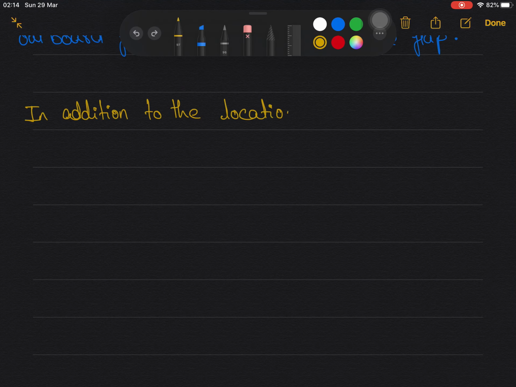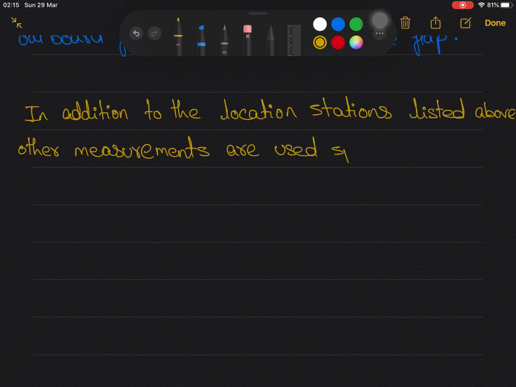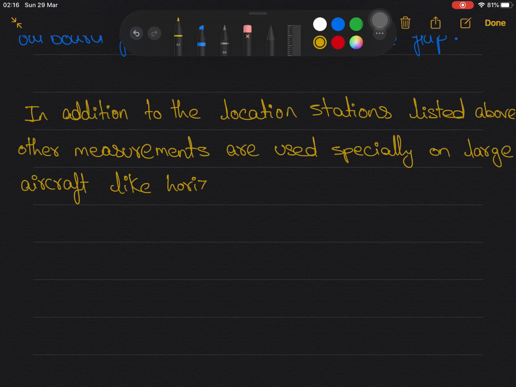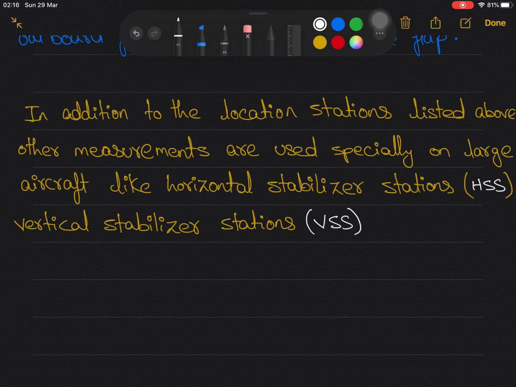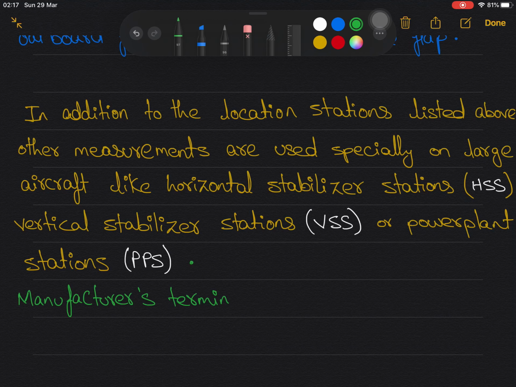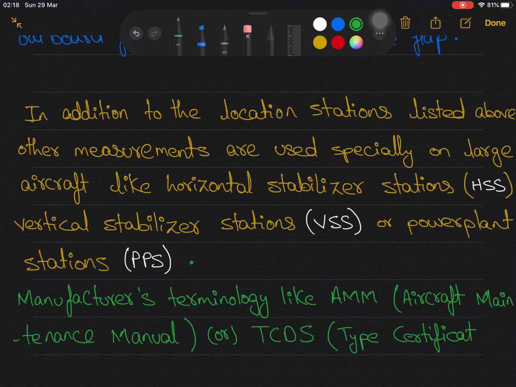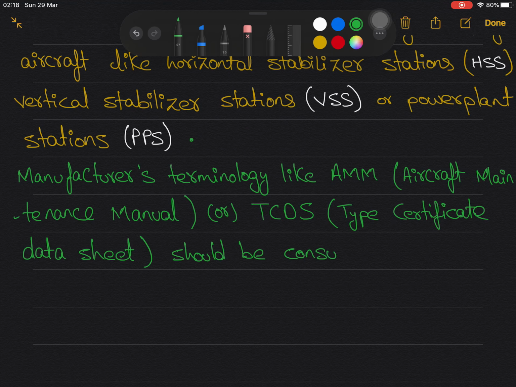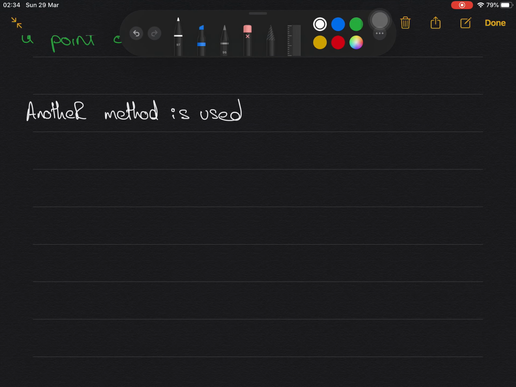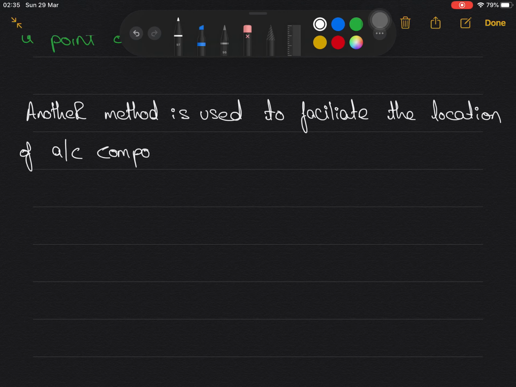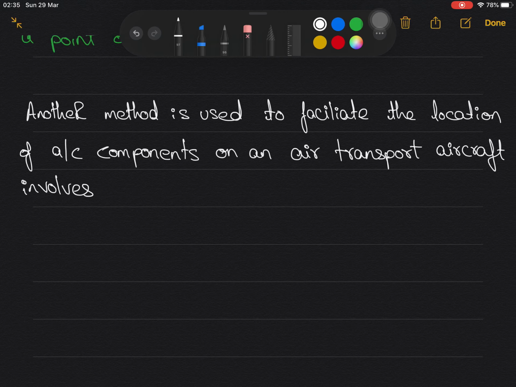In addition to the location stations listed above, other measurements are specially used on large aircraft like horizontal stabilizer stations, vertical stabilizer stations or power plant stations. Manufacturers' terminology like AMM, Aircraft Maintenance Manual, or TCDS, Type Certificate Data Sheet, should be consulted before locating a point on a particular aircraft. Another method is used to facilitate the location of aircraft components on an air transport aircraft.